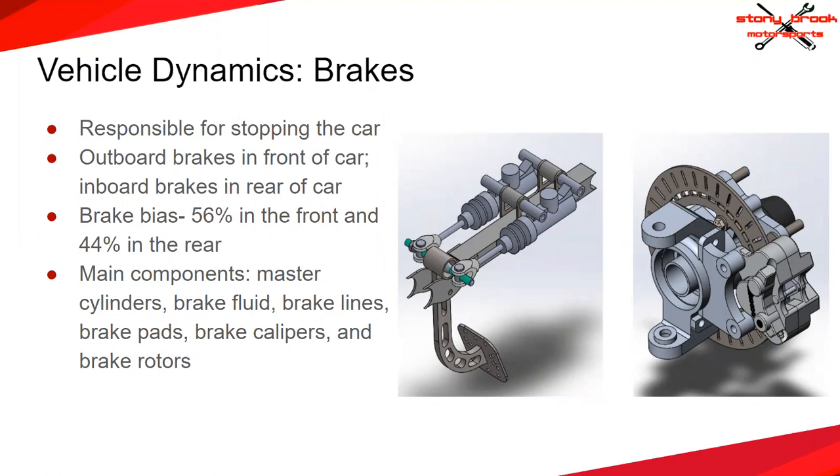When the brakes are pressed, the brake fluid travels through the brake lines and down to the brake calipers, which you can see in the right picture. The hydraulic pressure pushes the brake pads together, which are located between the brake calipers, and it squeezes the brake rotor and stops the car by stopping the rotation of the tires. In the front of the car, we currently have outboard brakes, meaning that the brake rotors and the calipers are located by the tires, while in the rear of the car, we have inboard brakes, meaning that the brake rotors and the calipers are on the chassis.